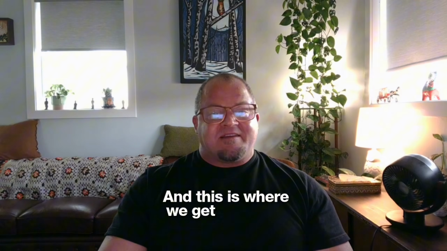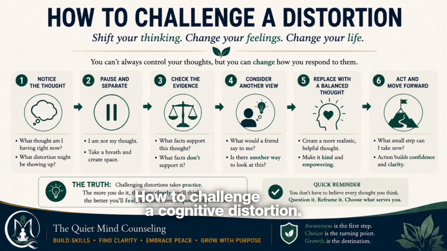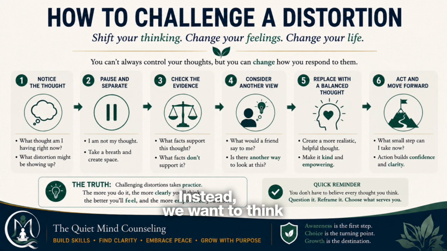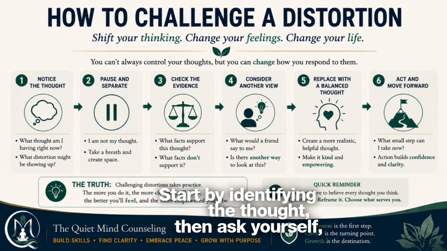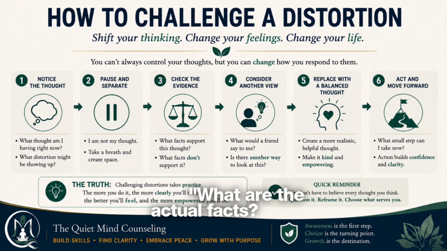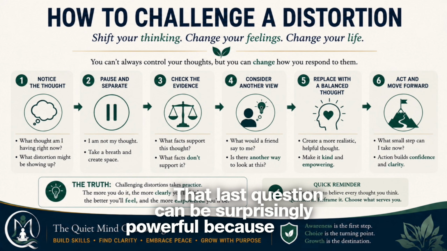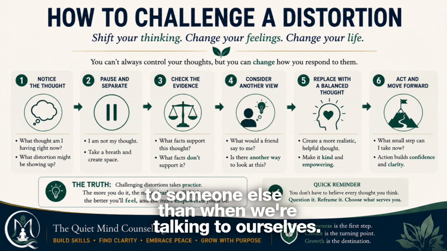And this is where we get to the part that I think is most useful. How to challenge a cognitive distortion. The goal isn't to force yourself to think positively. Instead, we want to think more accurately. Start by identifying the thought. Then ask yourself, what are the actual facts? What am I assuming? Is there another explanation? And finally, ask yourself, what would I say to someone I care about if they were having this same thought? That last question can be surprisingly powerful because we're often much more balanced when we're talking to someone else than when we're talking to ourselves.